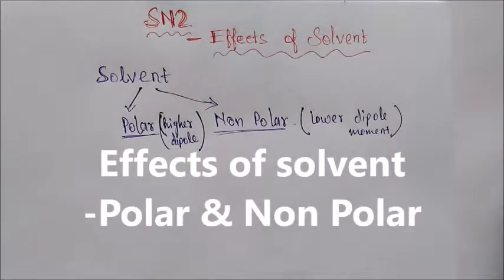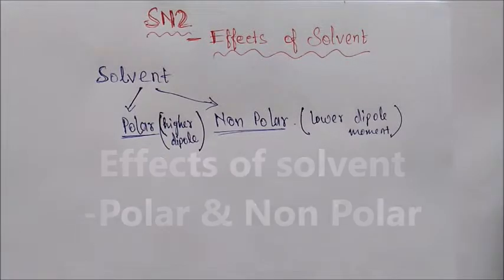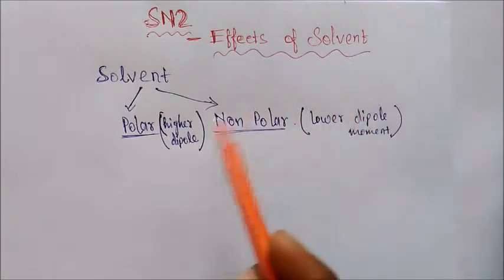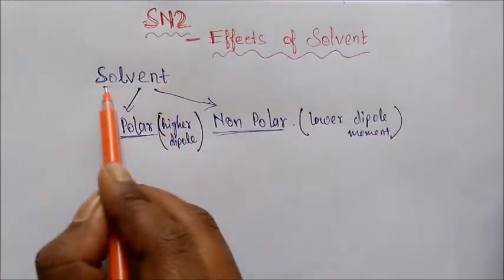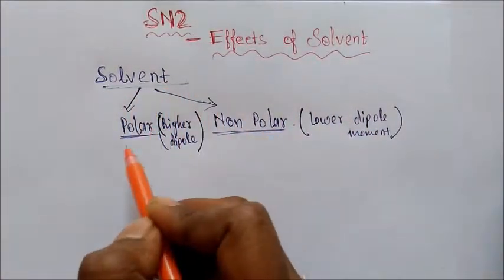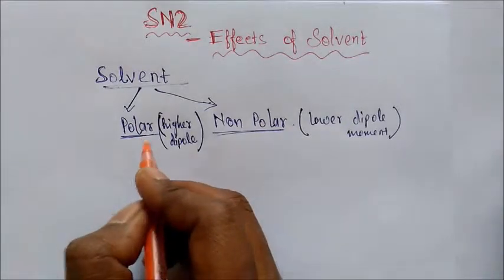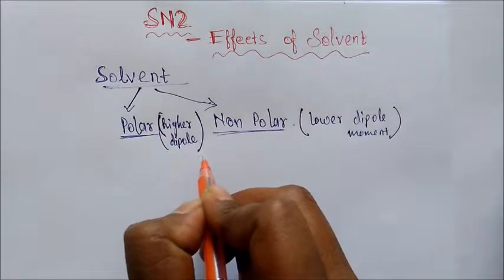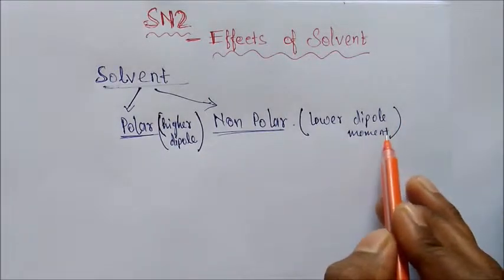Hello everyone, this video is all about the effects of solvent on the Sn2 reaction. In the Sn2 reaction, before we start with the effects of solvent, we first start with the solvent types. Solvent is of two types, polar solvent and non-polar solvent. Polar solvent has the higher dipole moment and non-polar has the lower dipole moment.